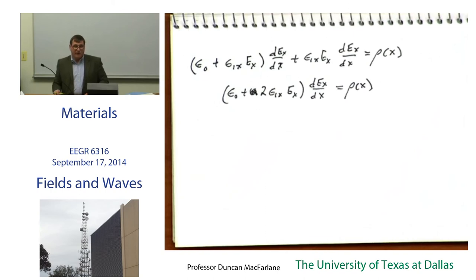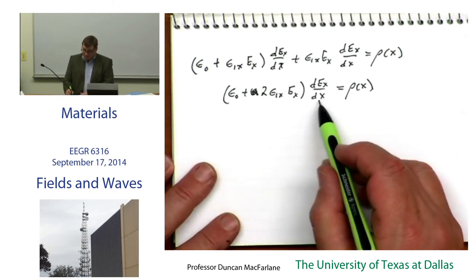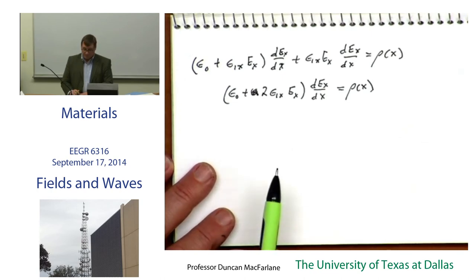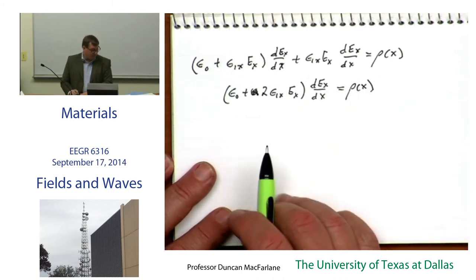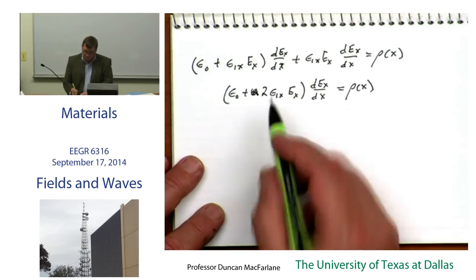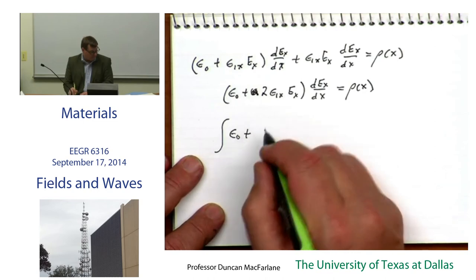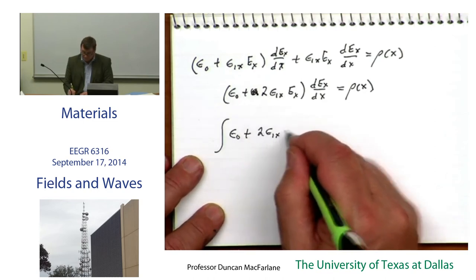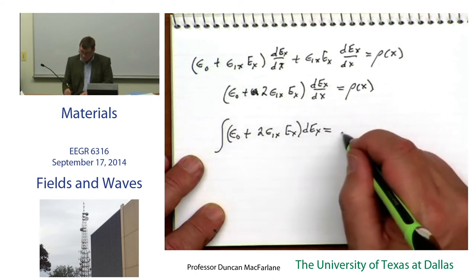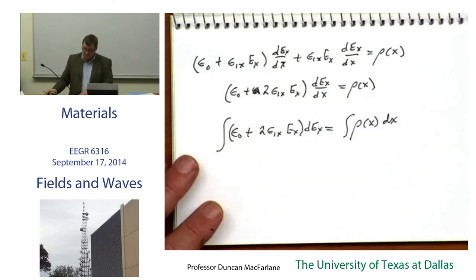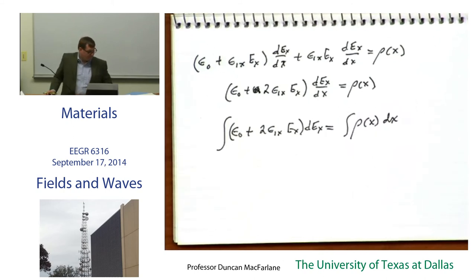And we got very, very, very lucky. Because I can multiply through by dx. And I have an equation, I have something that I can integrate with respect to ex. And on this side, I can integrate with respect to x. In other words, this is a separable equation. Very, very, very lucky. We dumbed down the problem in both of those cases so much that we're able to do something with them. Okay?